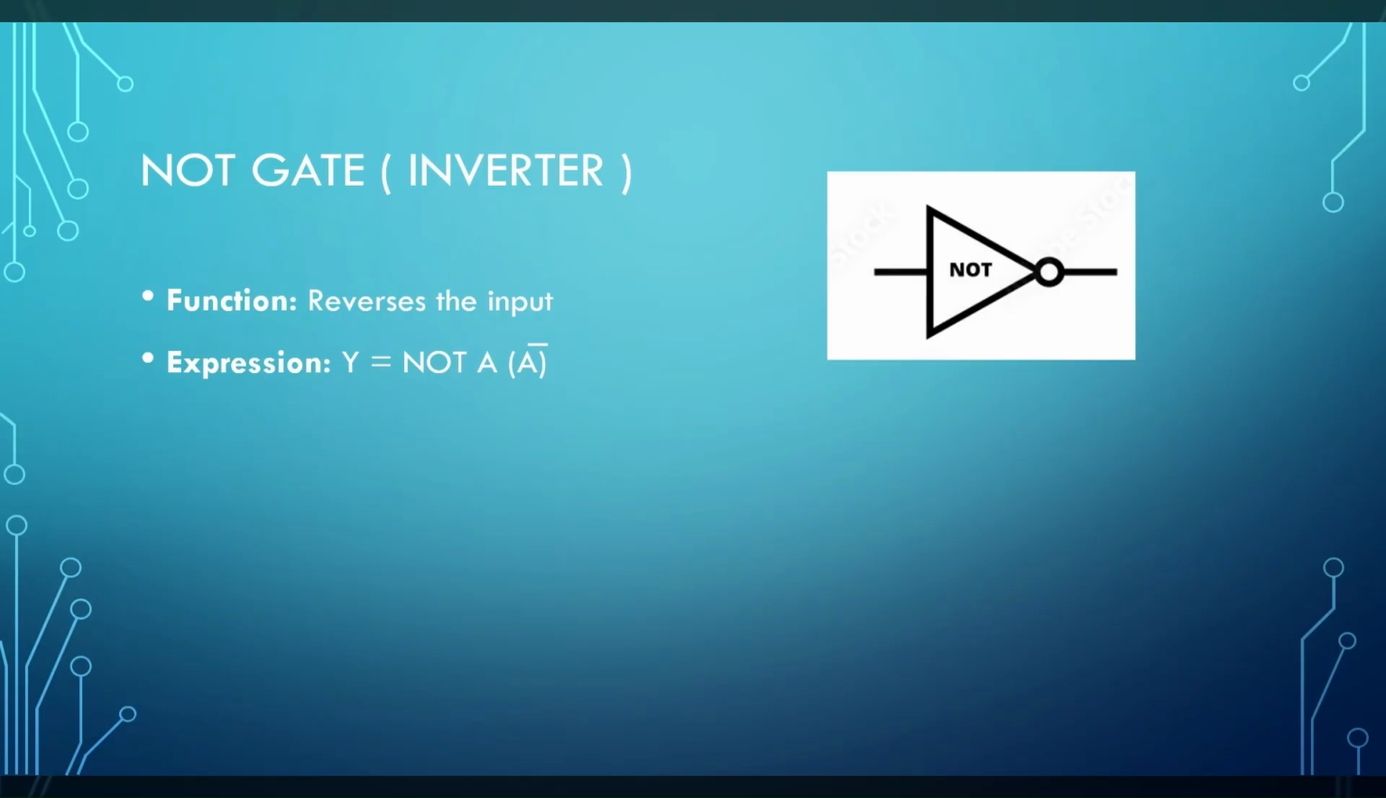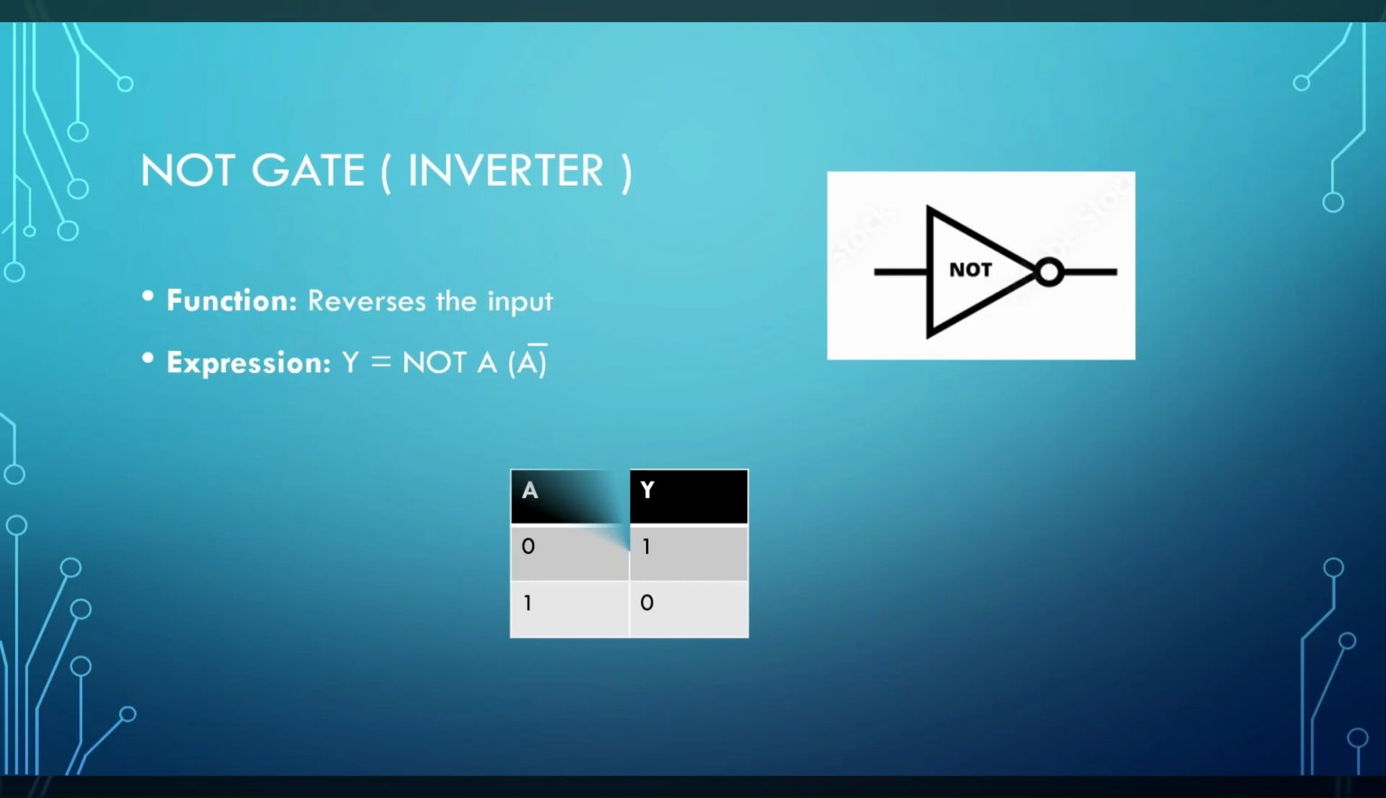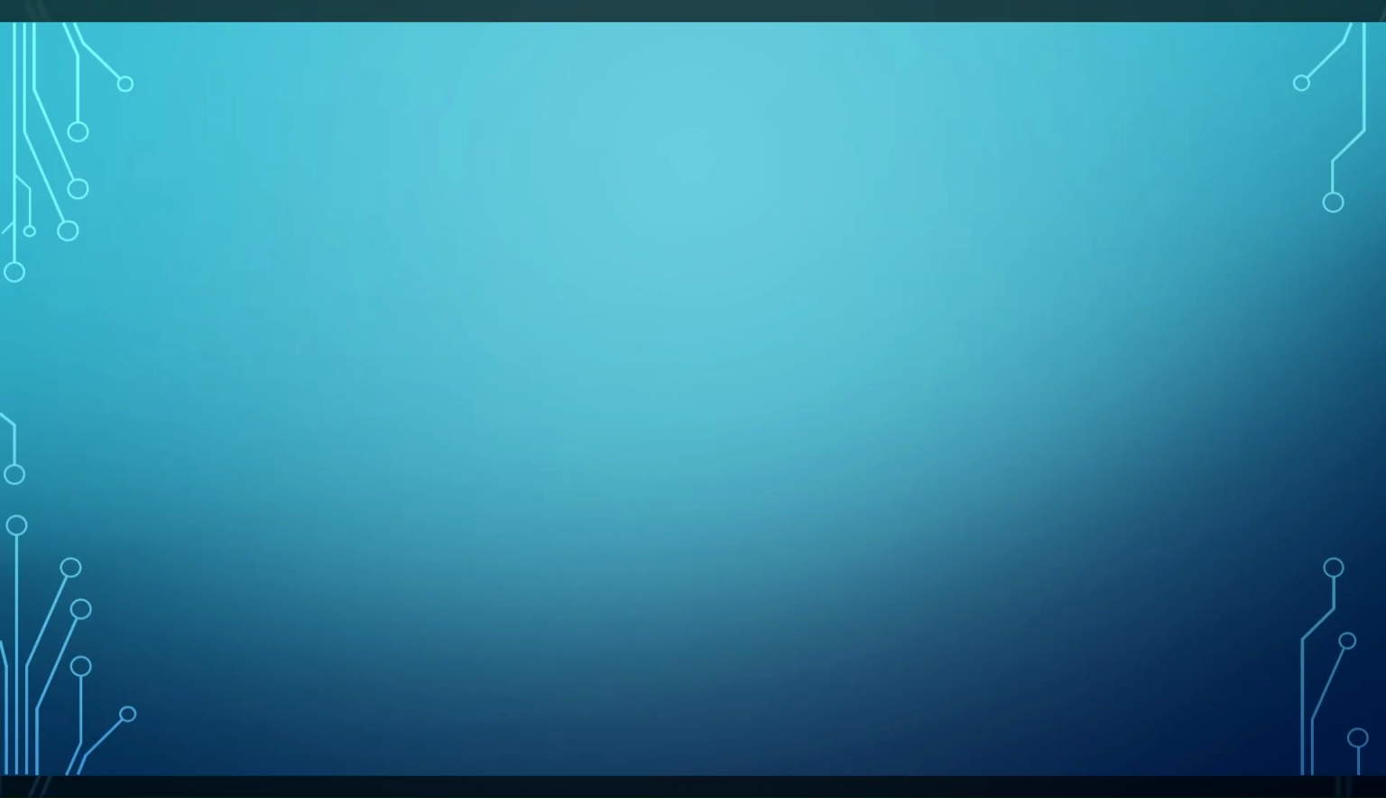Now if we talk about the diagram for this, we have basically a triangle-shaped gate symbol with a small circle in front of it. So we are giving one input and we are getting one output from this. And the truth table for this is, if the input is A and the output is Y, when the value of A is 0, the output is 1, and when the value of A is 1, the output is 0. So this is the NOT gate, which is called the inverter gate.